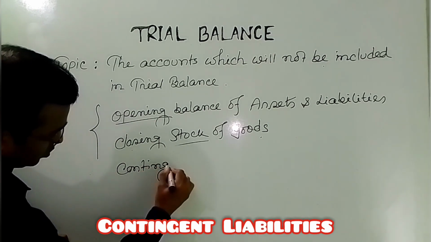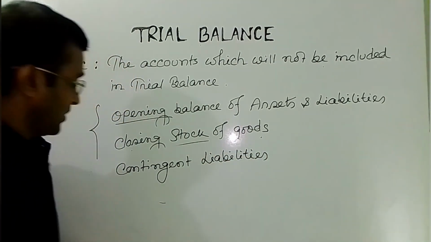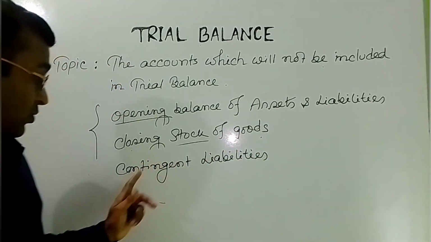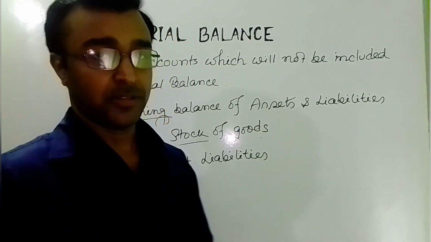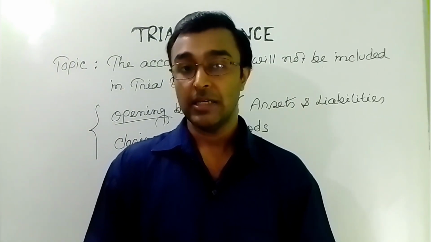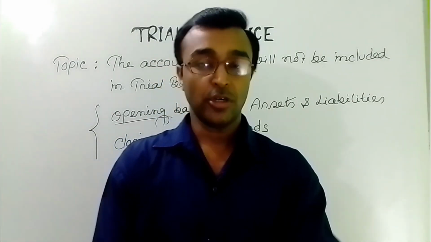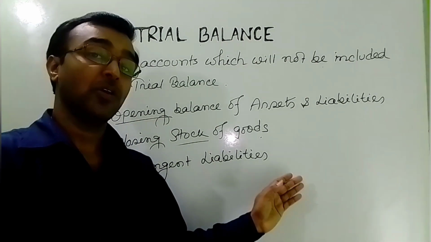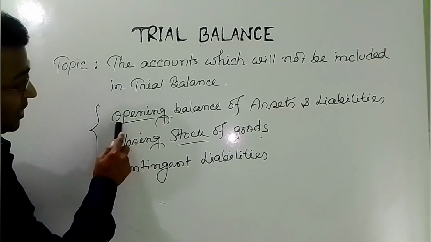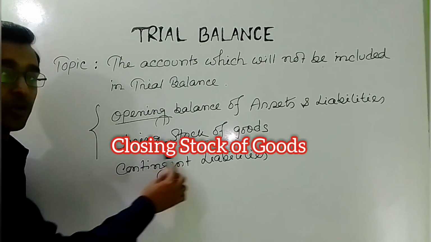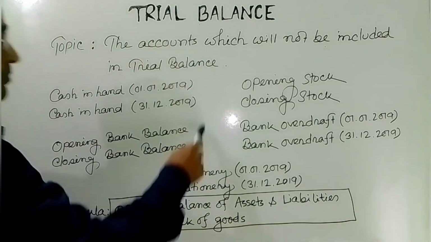Next one, contingent liabilities. It is not necessary to have any debt here. So what does contingent liability mean? There is some possibility, impossibility, certainty or uncertainty. I mean there is a confusion or a dilemma: is it one kind of liability or not? But you can ask me, sir, how will it come in your question paper? Don't worry about this. This word or sentence will come in your question paper just this way. Okay, so just remember these 3 things again. Opening balance of assets and liabilities, closing stock of goods and contingent liabilities will not be included in trial balance. Now let's have a look at some basic examples, my dear viewers.